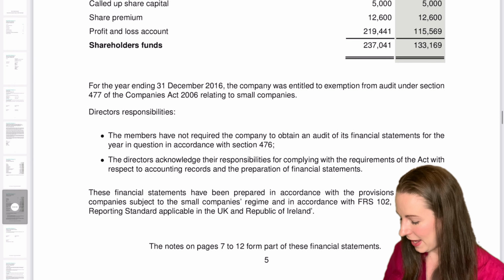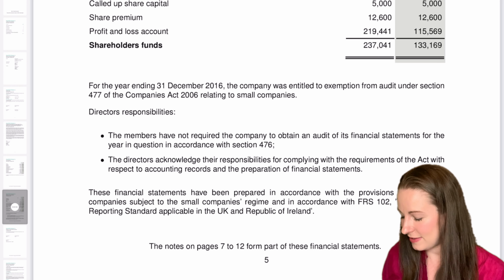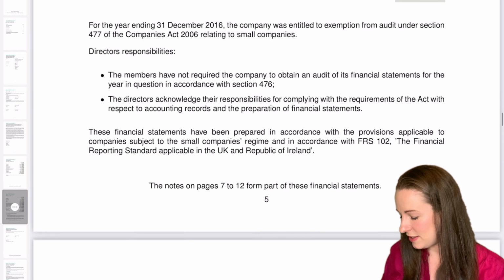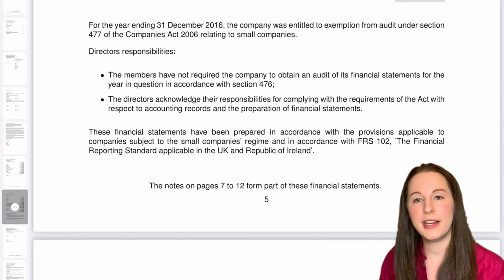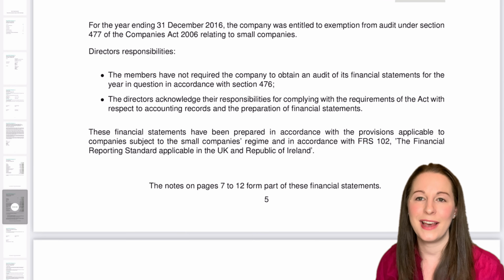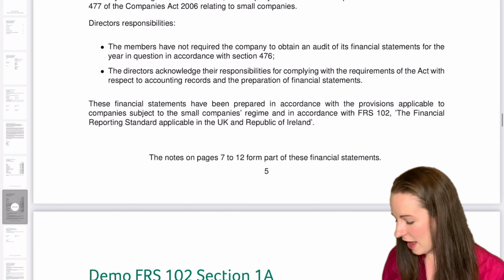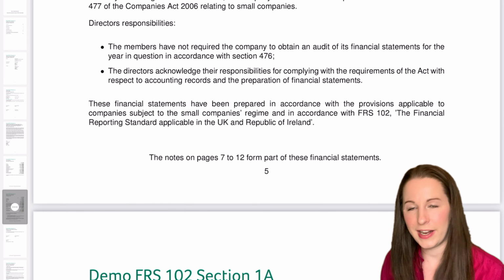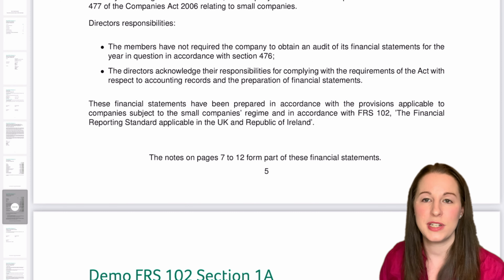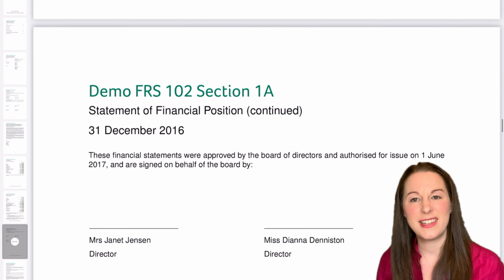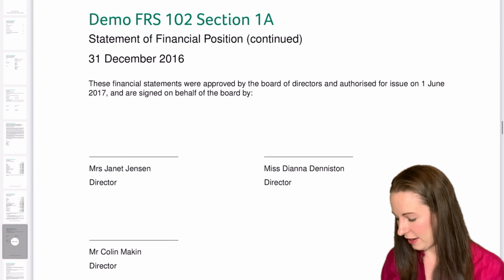Now at the bottom of the balance sheet we have all the different legal requirements: that these have got an exemption so they're not being audited, that the directors have complied with the regulations to prepare the accounts and collate the records that they need to hold, and that these are in accordance with the Financial Reporting Standard 102, which is the one that we mentioned before. And then the directors will sign off on the accounts.